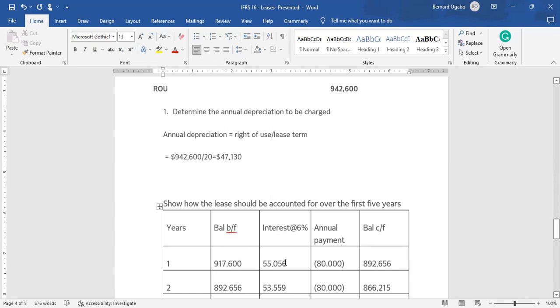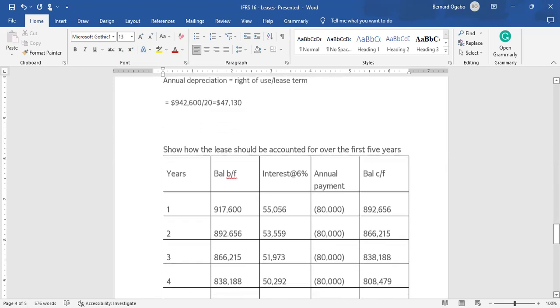917,600 at the beginning. Then you add interest, because interest implicit is 6%. You add interest at 6% of 917,600 is 55,056. Then you subtract the annual payment, and the value of the lease at the close of the period for year 1 is, the liability rather, is 892,656. The 892,656 at the end of year 1 becomes the opening value at the beginning of year 2. I take 6% interest and add to it. Then I subtract the annual payment. I have 866,215.